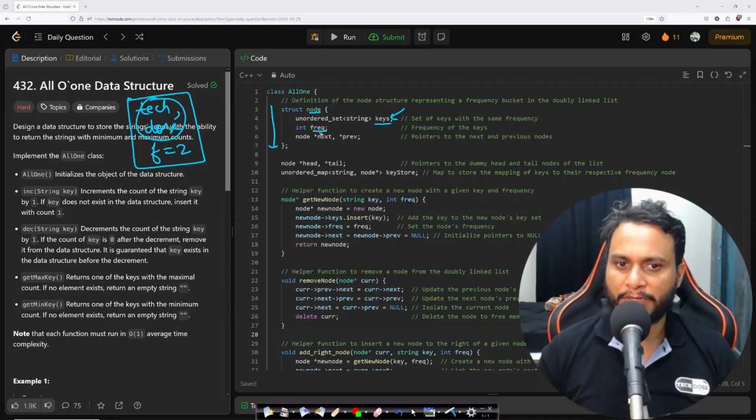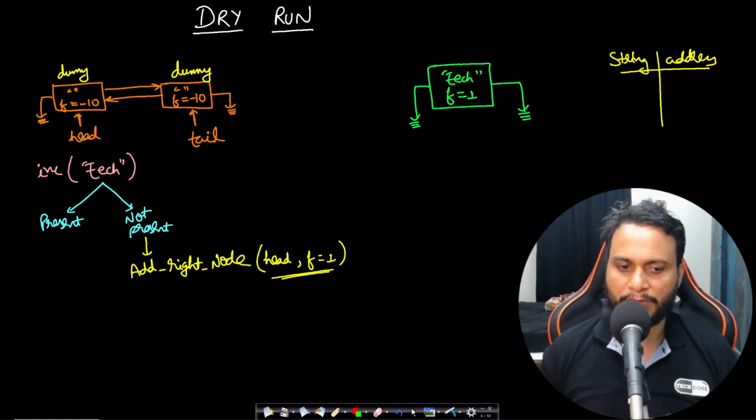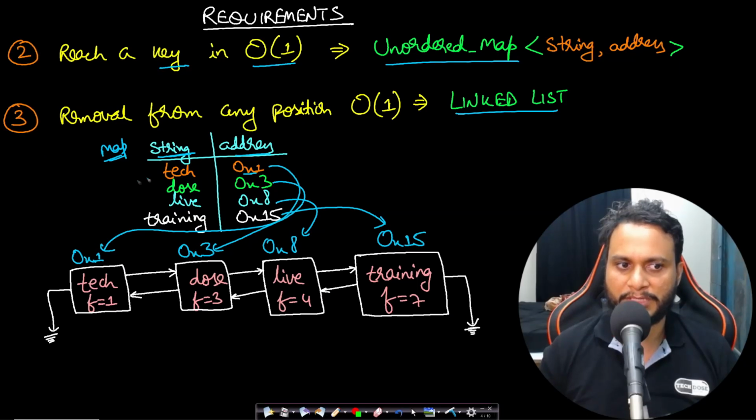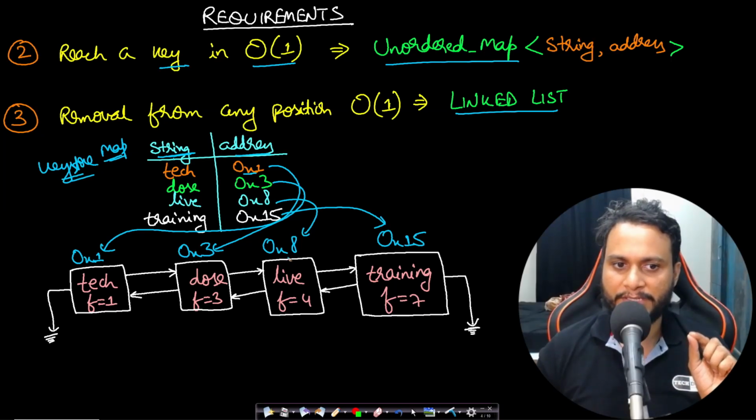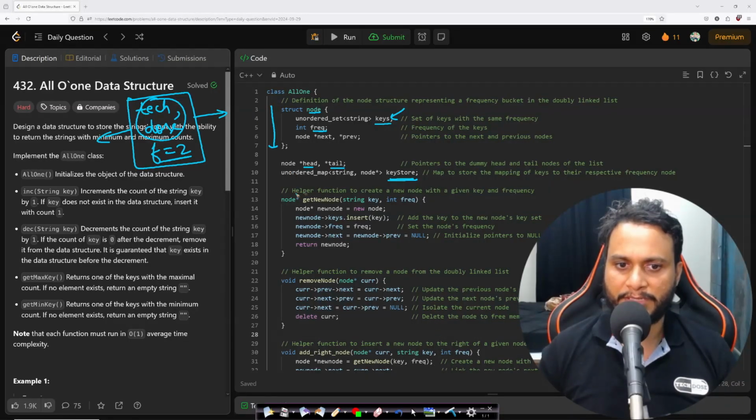We will be keeping a frequency which will be mentioning what is the frequency of this current node, and then we will be having a next pointer and a previous pointer, because this is a doubly linked list. We will be having a head and tail, right, as you must be knowing, and we will be having a key store map. This key store map is the one which I had already shown you. So this map is the key store map. Given a key, where it is present in the linked list, it will be shown by the key store map, right? So that is this key store map.